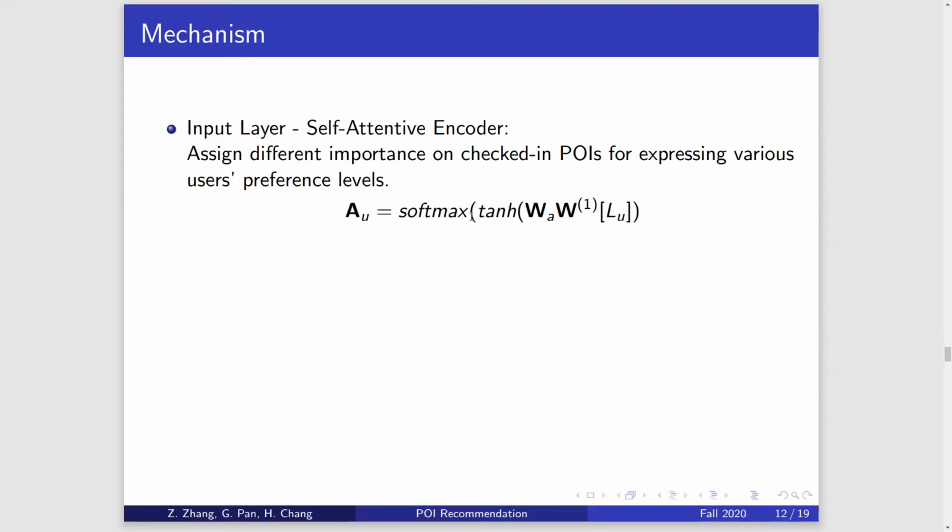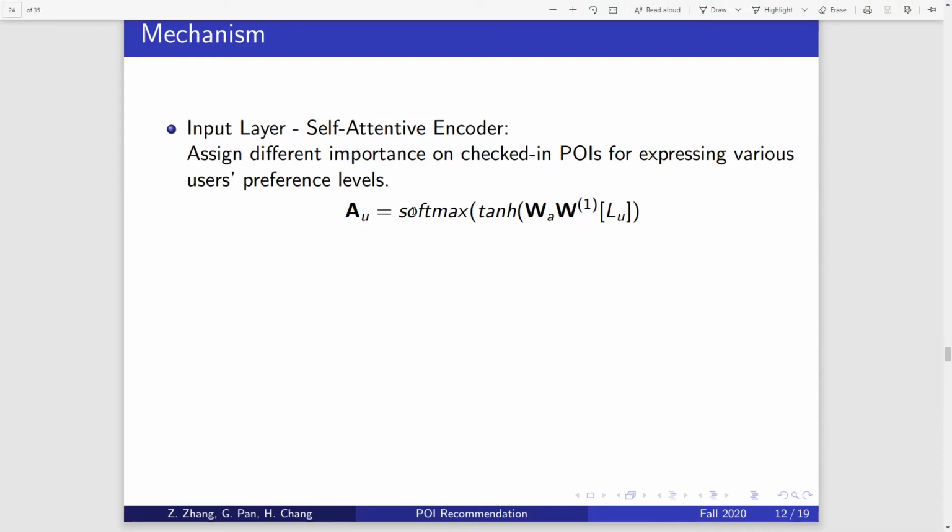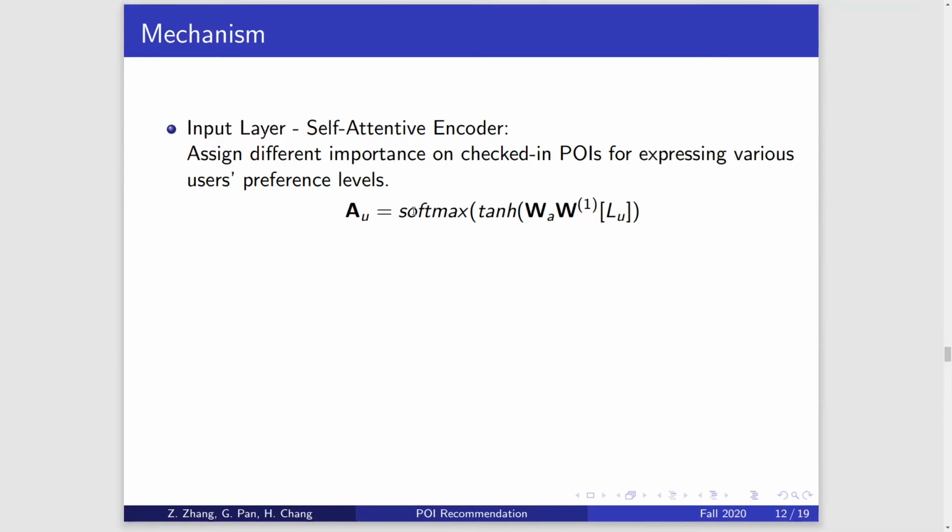However, only assigning one single importance value to a POI is not enough, because users can visit a POI for many different reasons. For example, if I go to a restaurant, I will probably go there because they have good food, or good service, or an excellent environment. Those are very different features. So an attention layer is introduced after the decoder. The layer is contained in WA, which is here.